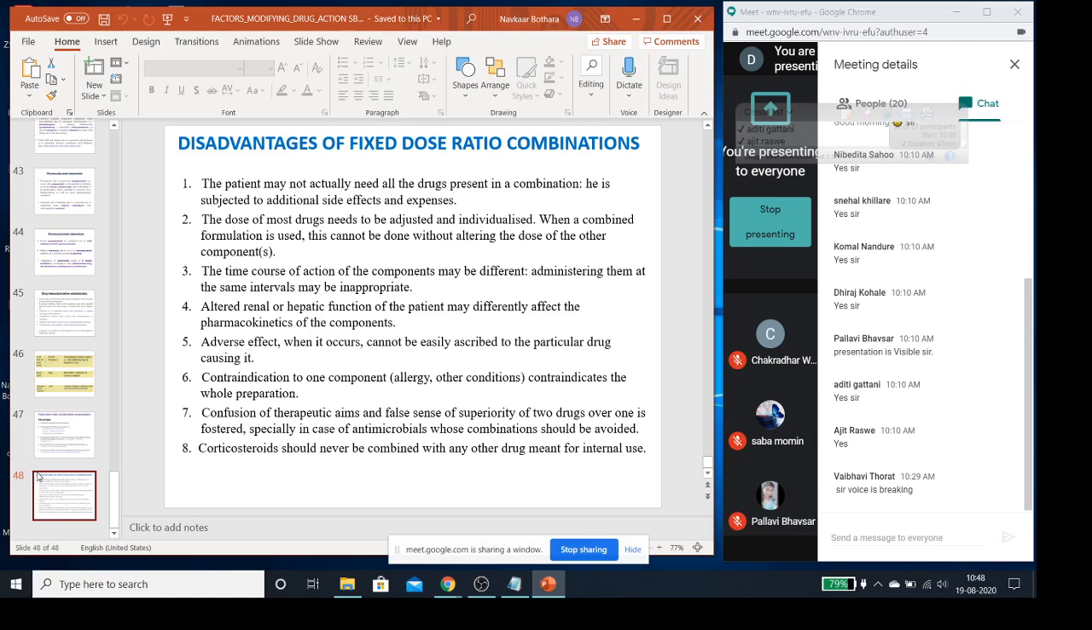Then adverse effects, when they occur, cannot be easily ascribed to a particular drug. Particularly if both have a similar kind of action, and if it is a type A adverse reaction, then it cannot be exactly told which drug might have caused it, and then it is difficult to decide whether or how to change it. Then contraindication to one component contraindicates the whole preparation.